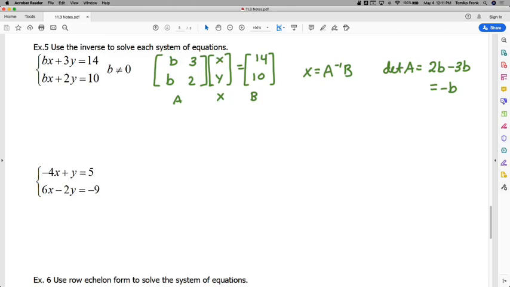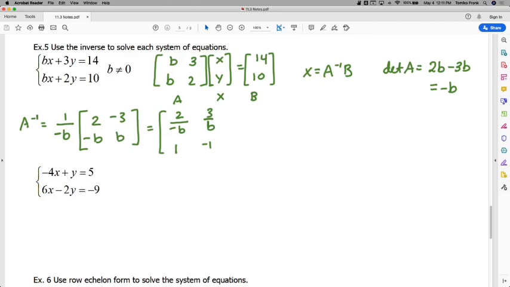So find the inverse of A. We're just going to take 1 over negative B, the reciprocal, and multiply by the adjugate matrix. So that is 2 and B get switched, negative 3 and negative B. The signs change there. Okay, so we've got 2 over negative B, we get 3 over B, we get 1, and we get negative 1. That is the inverse matrix for A.